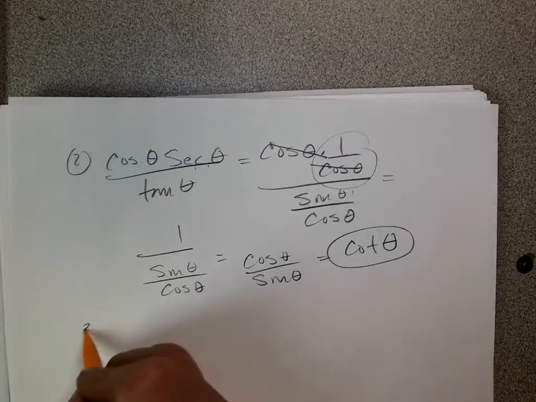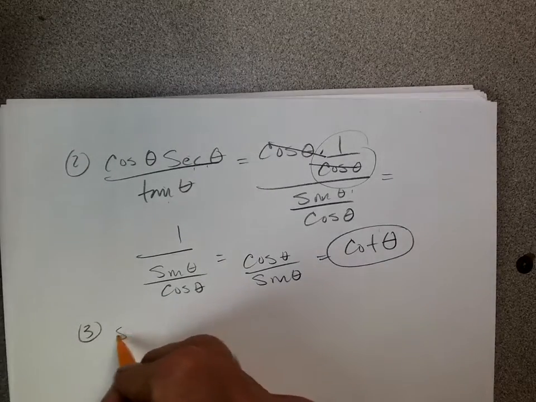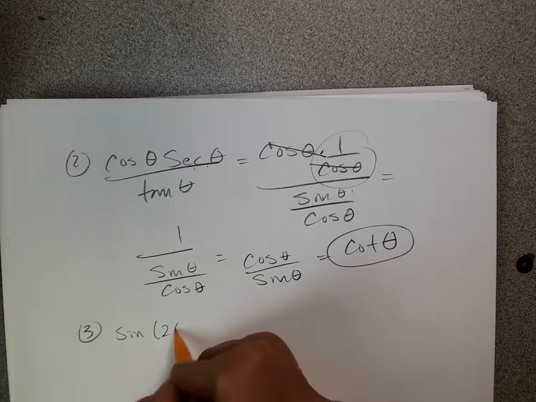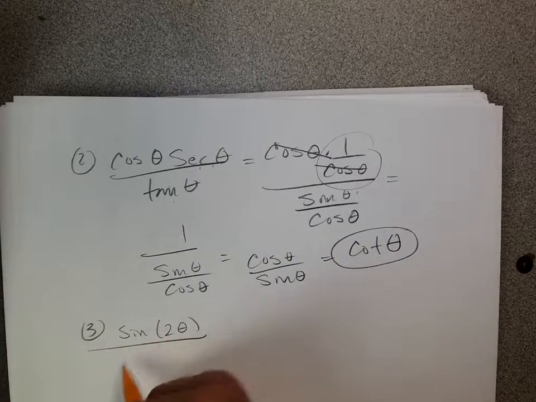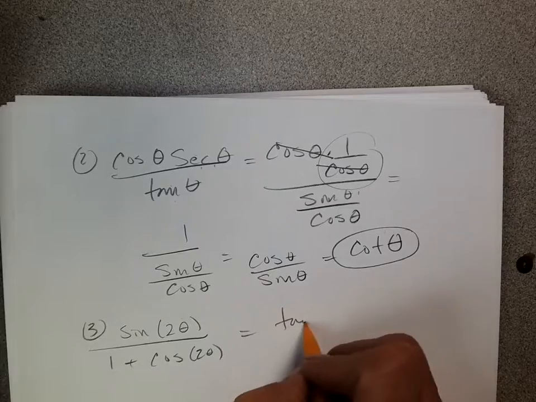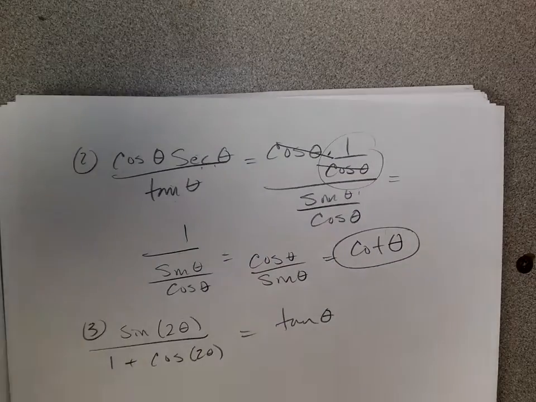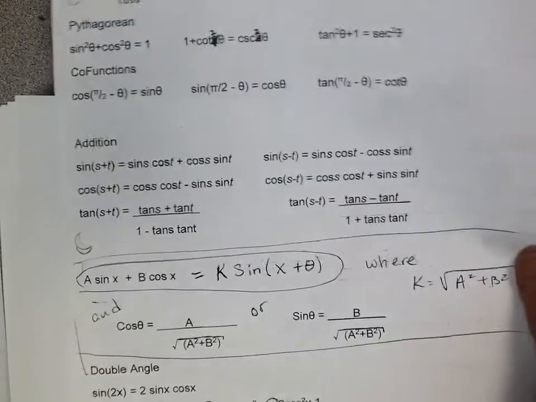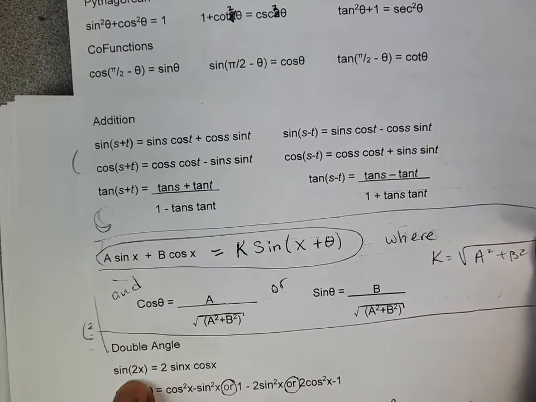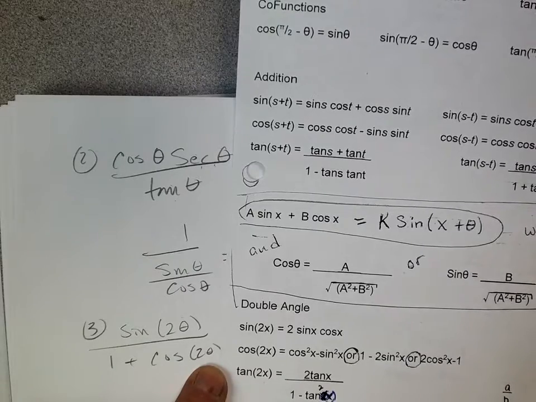Alright, number 3. Again, I'm going to use some scratch paper. It's going to take some room. So let's go. Sine of 2 theta over 1 plus cosine of 2 theta should equal a tangent of theta. Okay, so I'm going to use my identities. So I'm going to use my double angle identities. If I look at my sheet, my double angle identities are here. So I'll change the sine of 2x into 2 sine cosine, and I'll change the double angle in the denominator, probably to make it easy.